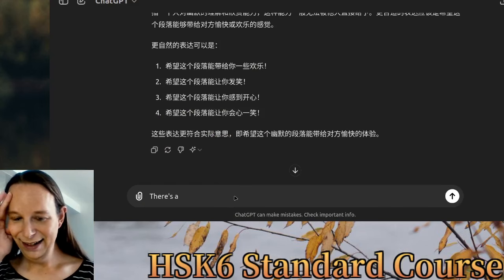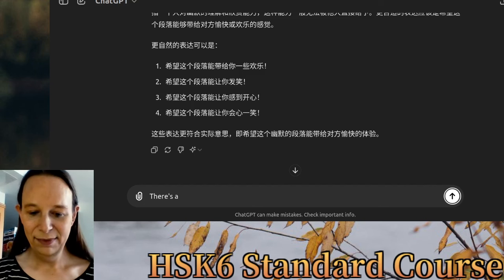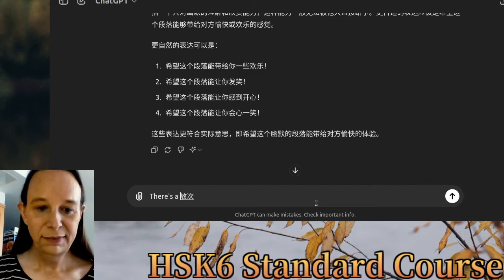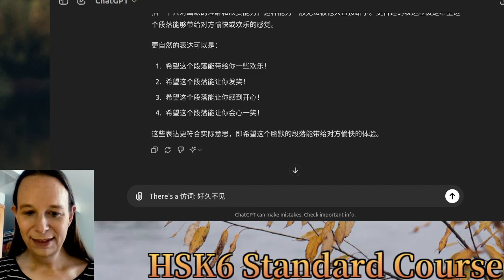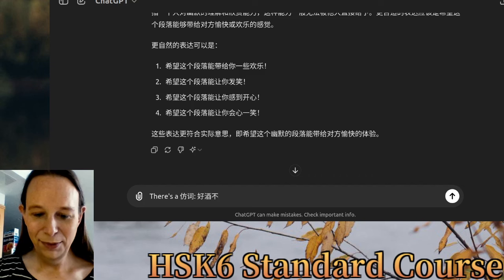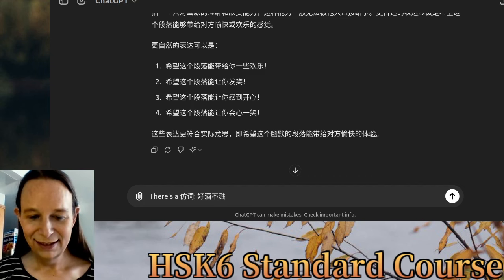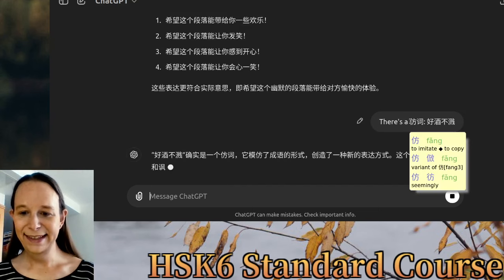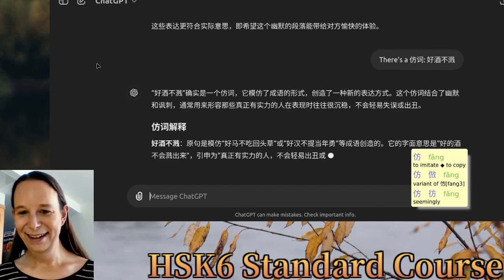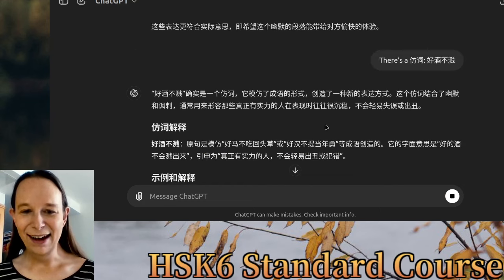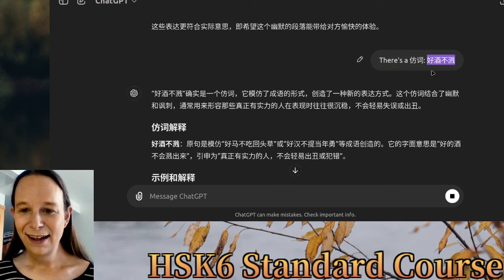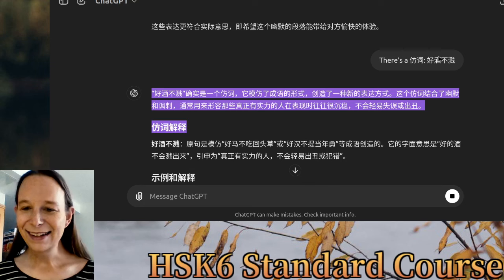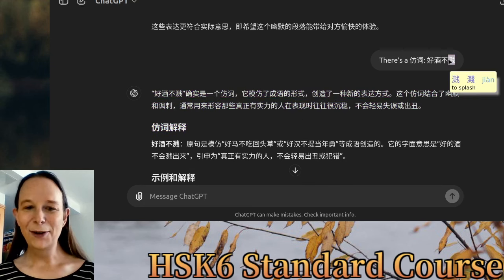We studied this phrase in one of the previous things. There's a fengzi called hao jiu bu jian. It's a fengzi, right? So it's not really a word. The real word is 好久不见. It's pronounced the same. It's like, I haven't seen you in a long time. But we pretend this is a word. 好久不见. Good alcohol, don't spill it. Don't let it go to waste by banging your glass and spilling it.